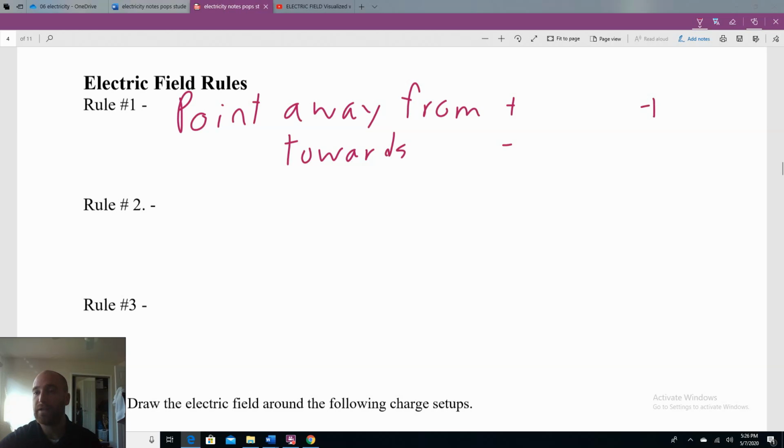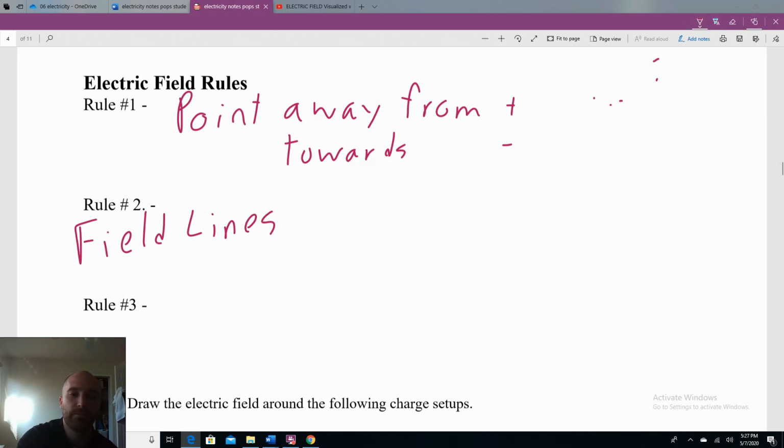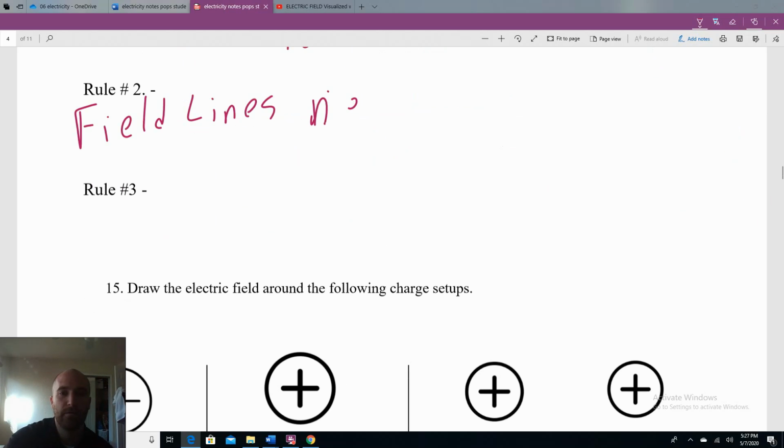So if you have a positive charge, the field will point away from it. If you have a negative charge, the field will point towards it. Again, that's just the rule that we use. Cool. The next thing is, if you're drawing an electric field, when you draw them, the field lines never cross. The Ghostbusters rule: never cross fields.